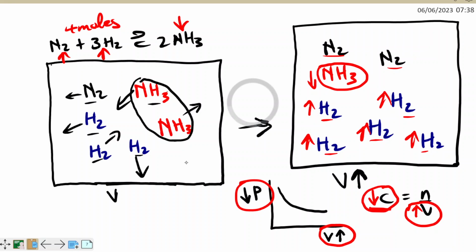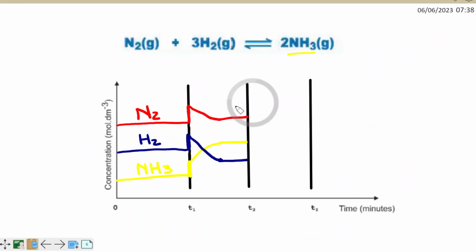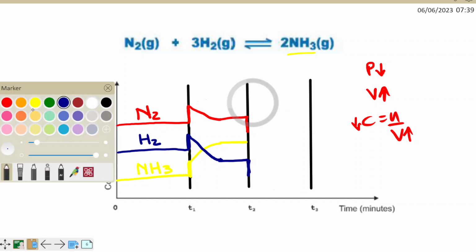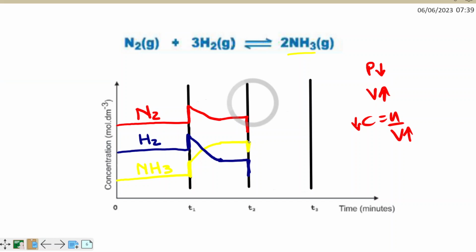So let's do that now in the graph. Okay, here is a graph. So we are saying now in this case the pressure was being decreased. The only way to decrease the pressure is to increase your volume. So when you increase the volume, you are actually decreasing the concentration. So we'll see a decrease in the concentration of that one. We will see a decrease in the concentration of that one. We will also see a decrease in the concentration of that one. All of them will have a decrease in the concentration.